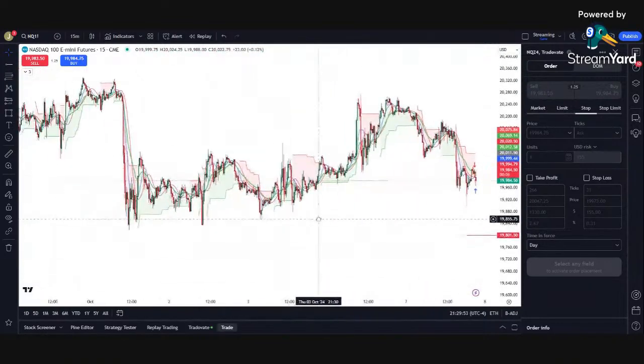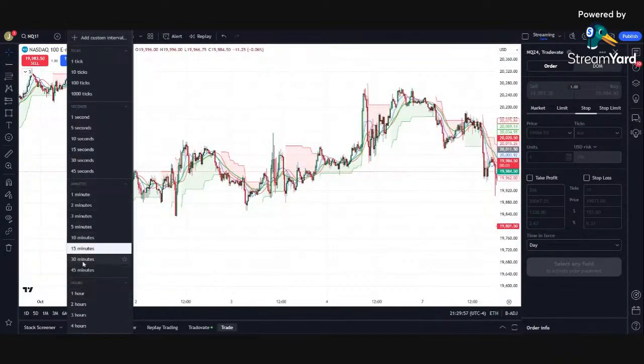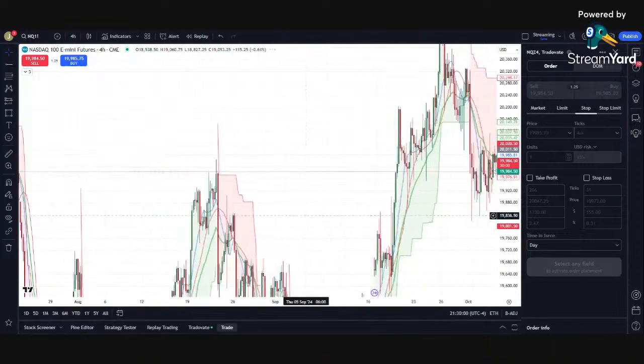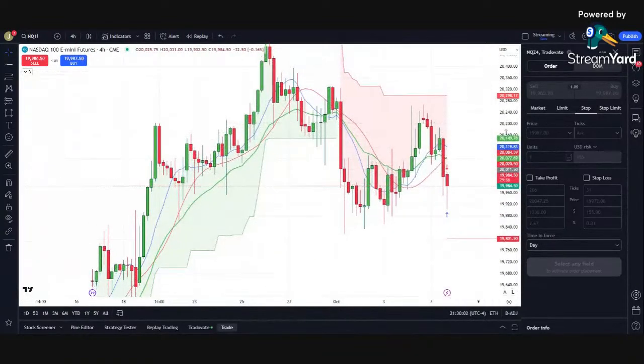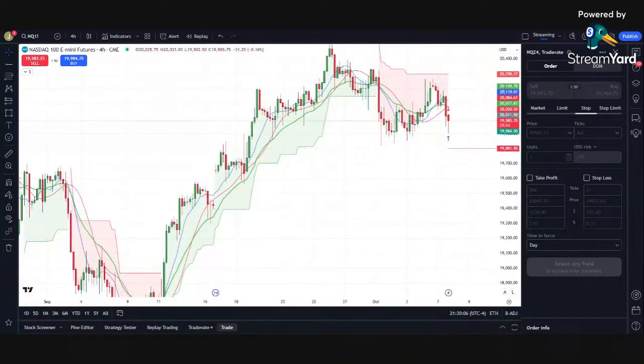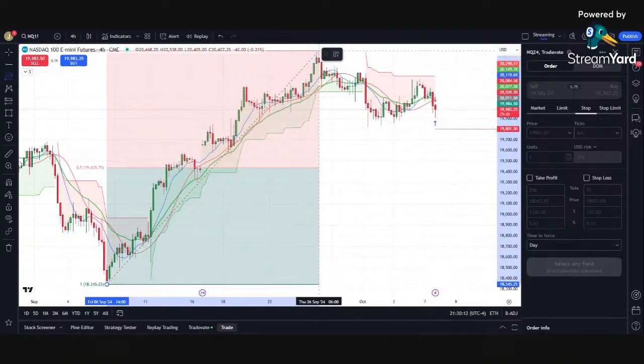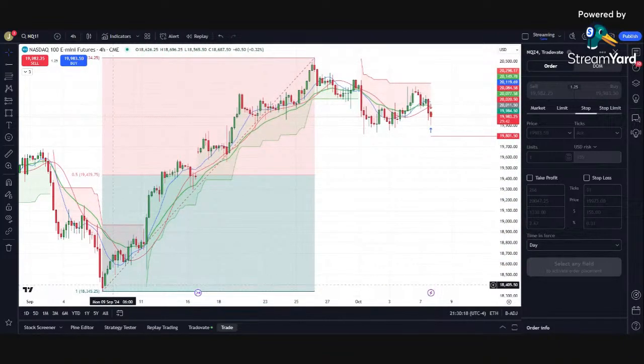So I'll share this with you. Go to the 4 hours. This is the 4 hours, right? Look at how the market is doing. Draw your Fibonacci from here to there. So from September 9, from the low of September to the high.